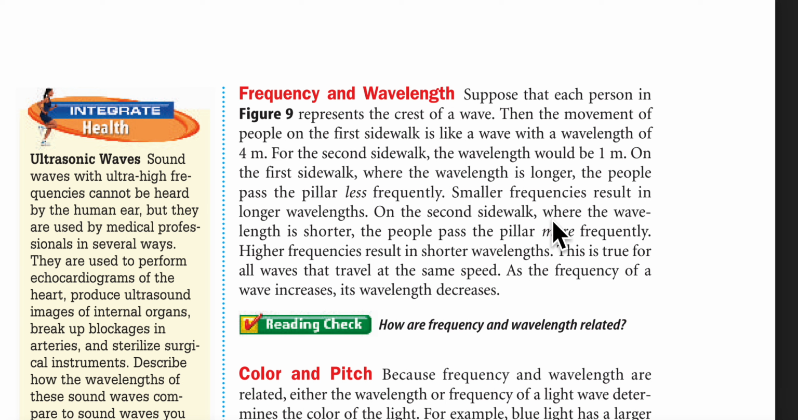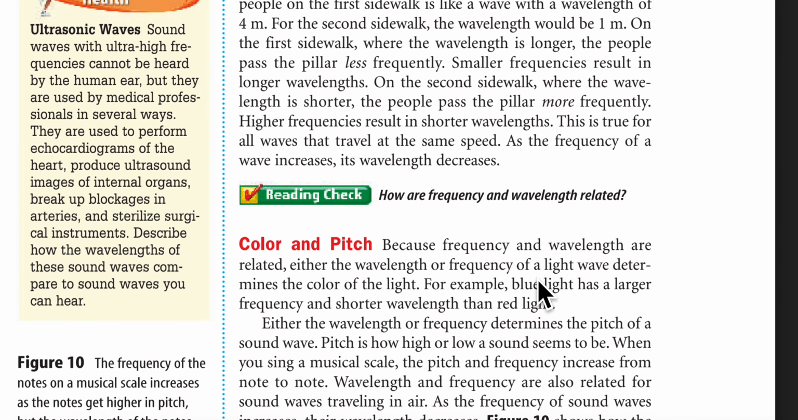On the second sidewalk, where the wavelength is shorter, the people pass the pillar more frequently. Higher frequencies result in shorter wavelengths. This is true for all waves that travel at the same speed. As the frequency of a wave increases, the wavelength decreases.